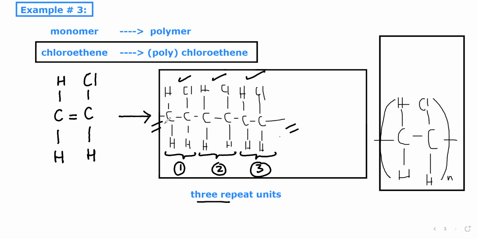If they haven't said any particular number, 2 or 3 repeating units, then we will go with the bracket and n, which actually shows an infinite number of these units. In polymers, do not forget this continuation of bonds. Monomers will always have a double bond. Polymers will have single bonds. This is what we have to remember when we are drawing polymers and monomers.